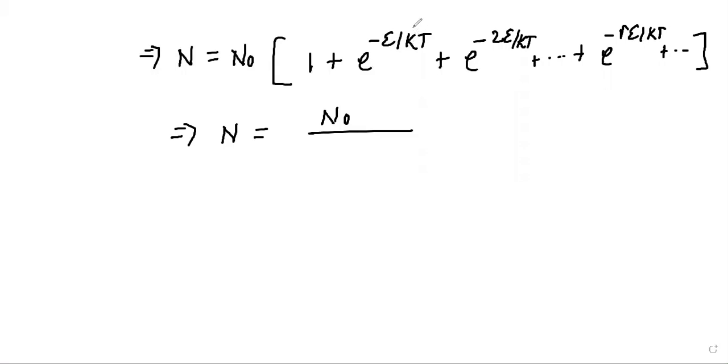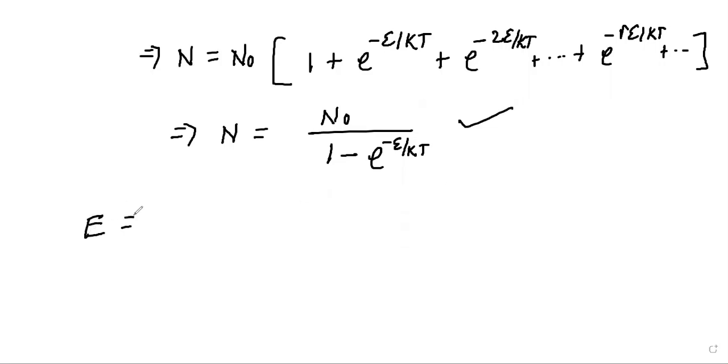Okay, so you got this, and then again you multiply by e to the power minus E by kT, that gives you e to the power minus 2E by kT. So this way you can see it's in the form of a geometric progression, so you can write that. Okay, this way we can write 1 minus e to the power minus E by kT. So 1 by 1 minus r we got, right? So this is what we got for the total number of oscillators.